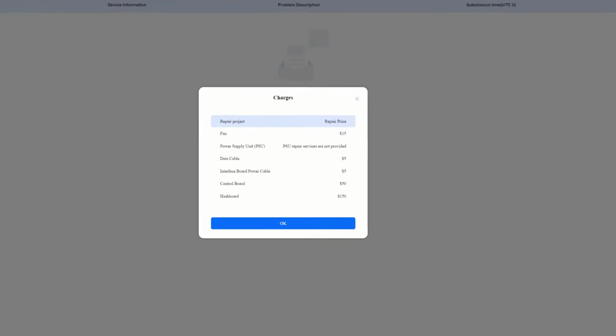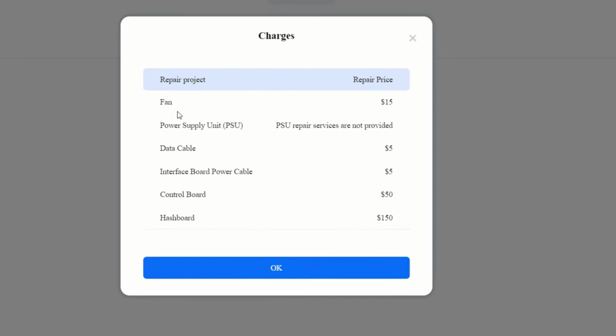It's pretty fast and simple. And here are your repair charges for certain things. So you can see if you need a fan replacement because one went down or something, that will cost $15. They do not do any PSU repair services. If it has a new data cable within it, usually that's very rare that those go down, but it does happen. That's $5 per cable. Interface board power cable, that's another $5. If you need a new control board because that one got hooped or something, $50. And if a hash board blows, $150.